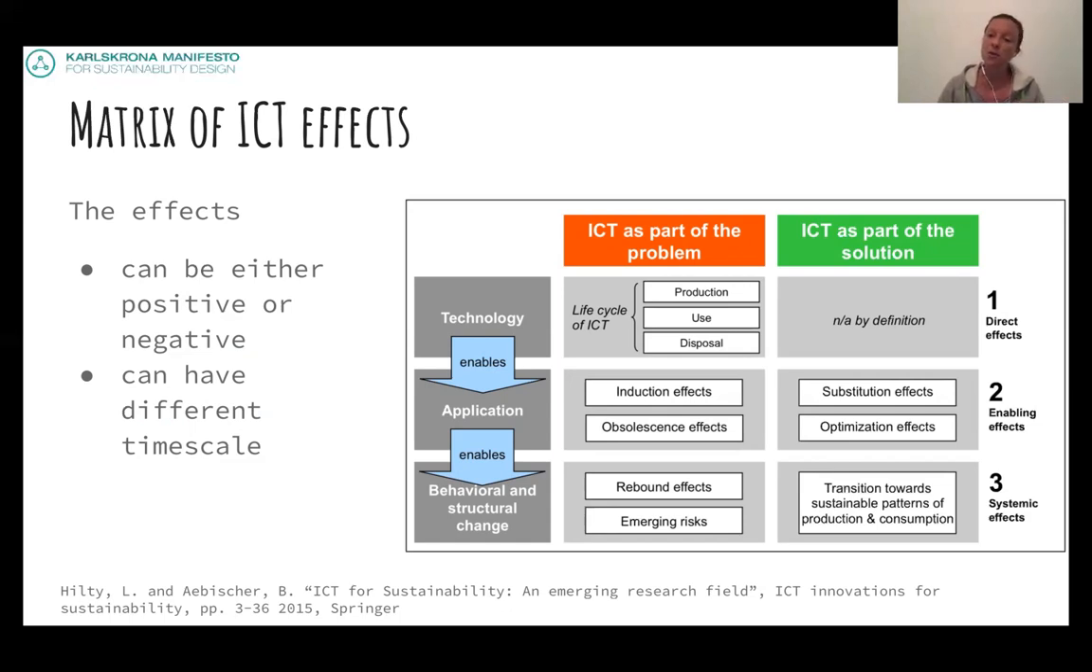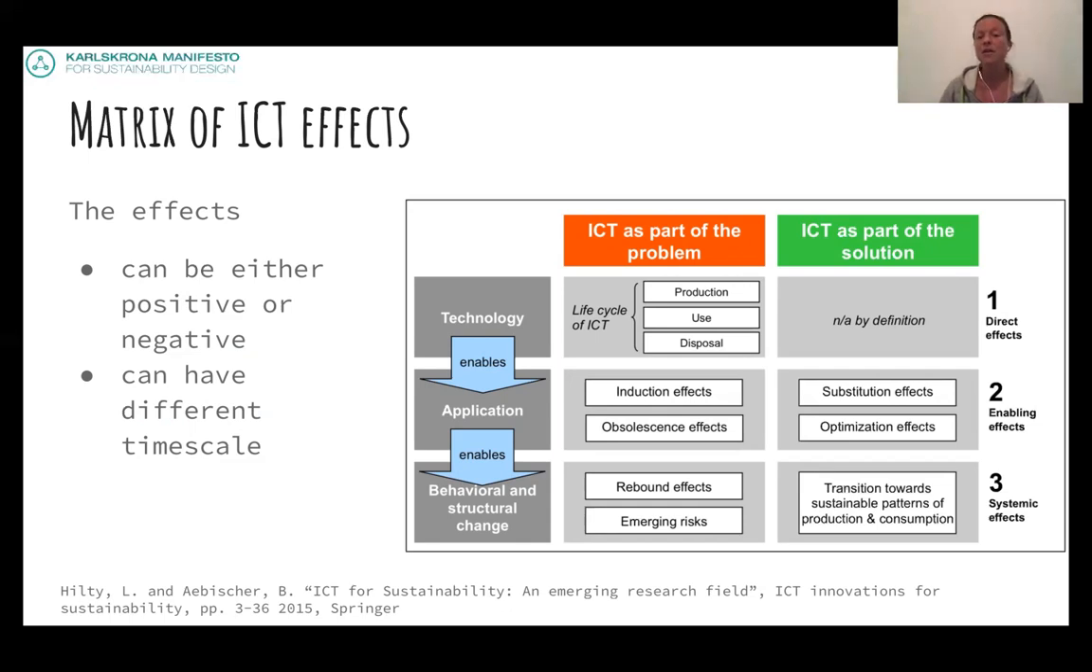On the part of solution side, we can see that we can have substitution effects with technology. So I can substitute a virtual solution for an analog solution. And we can have optimization effects. A lot of processes have become so much more effective and so much faster and easier. Those are called enabling effects.